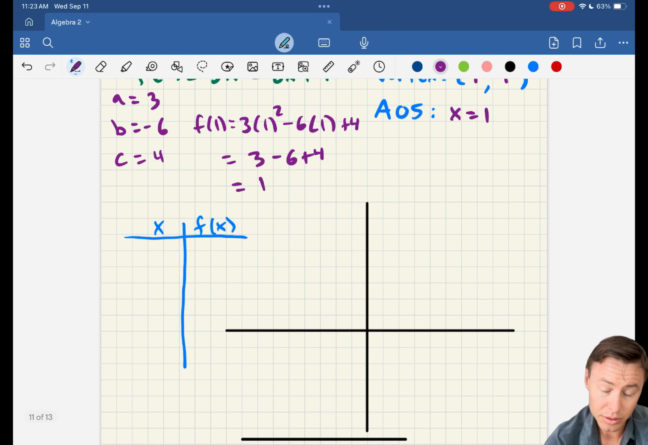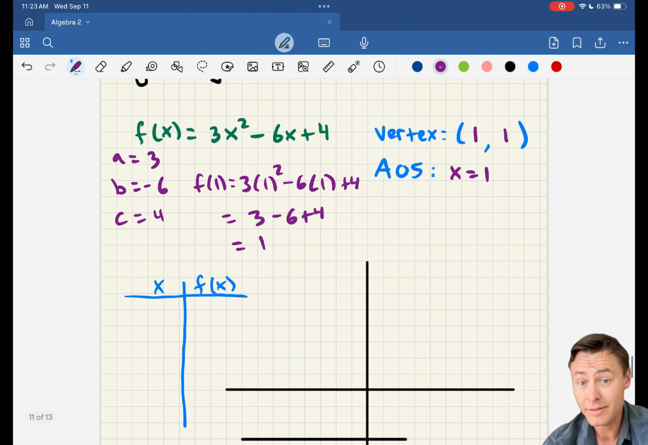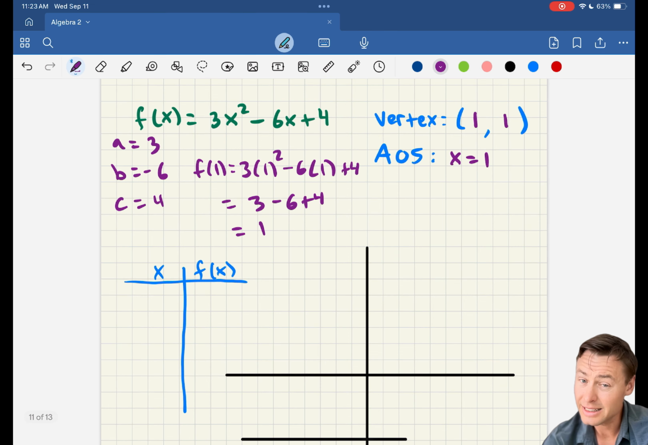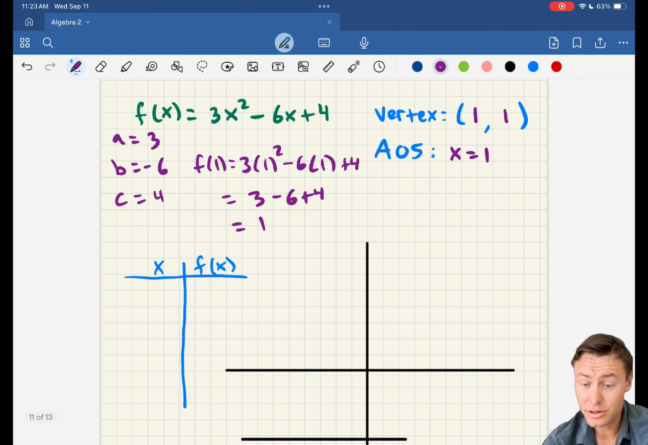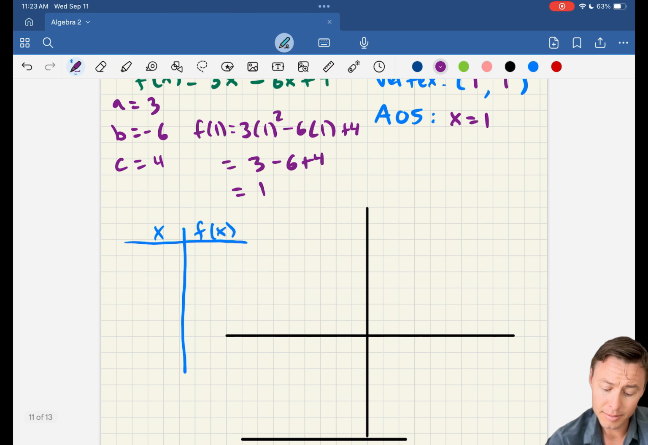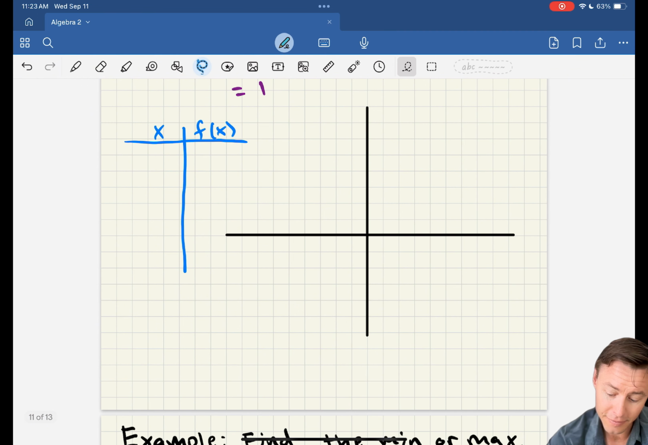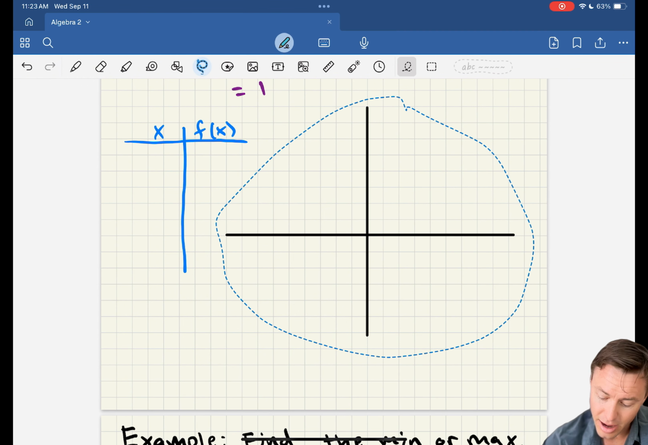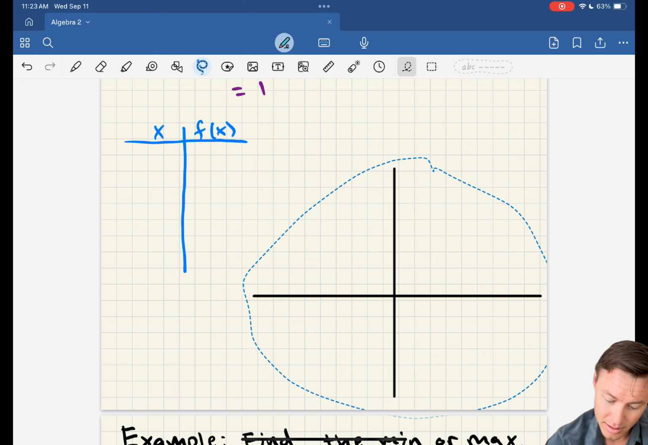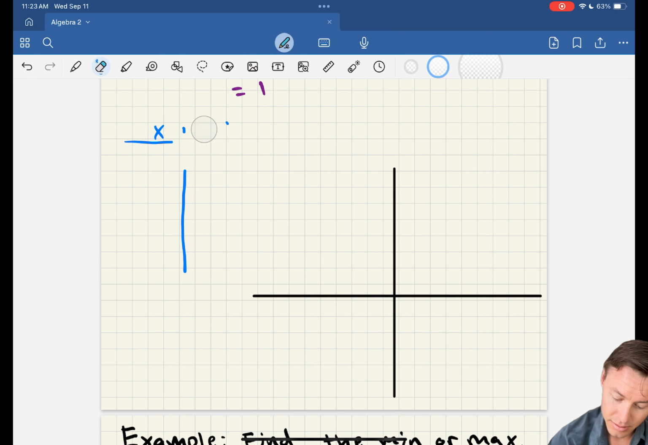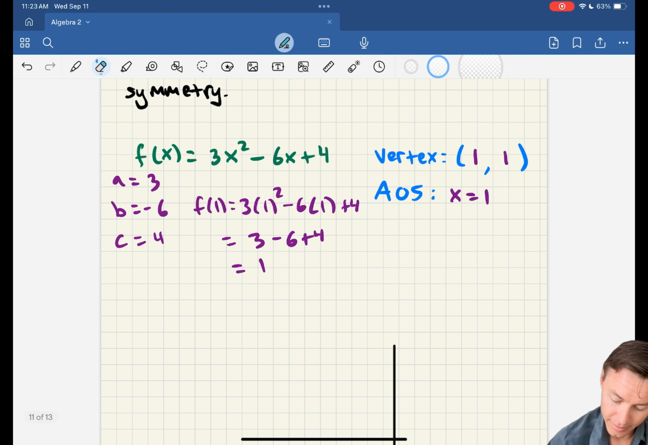Now for this, you can go ahead and pick 2 x values to the left of the vertex and 2 x values to the right. But I'm actually going to show you a slightly different way to do this one using the x-intercepts. And so let's go ahead and do that now. We're actually going to factor our quadratic for this one. So let's get rid of our table here.